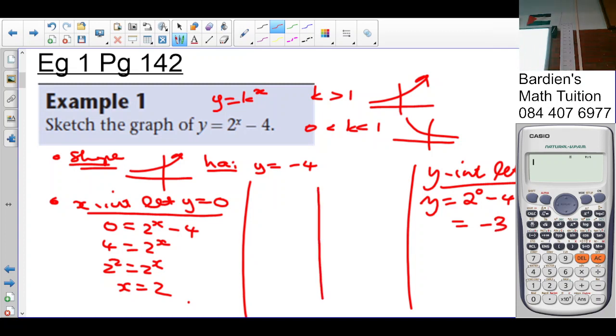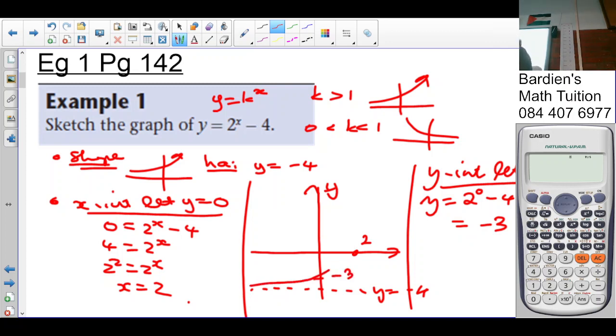Is that enough information to draw the graph? Yes. If it wasn't enough, what would I have done? We let x equal to 1, if it was not enough. So here you draw your asymptote in first, y is equal to negative 4. It's going to cut your x-axis at 2 and your y-axis at negative 3. So it's an increasing exponential graph. You guys got that, right? Yes.